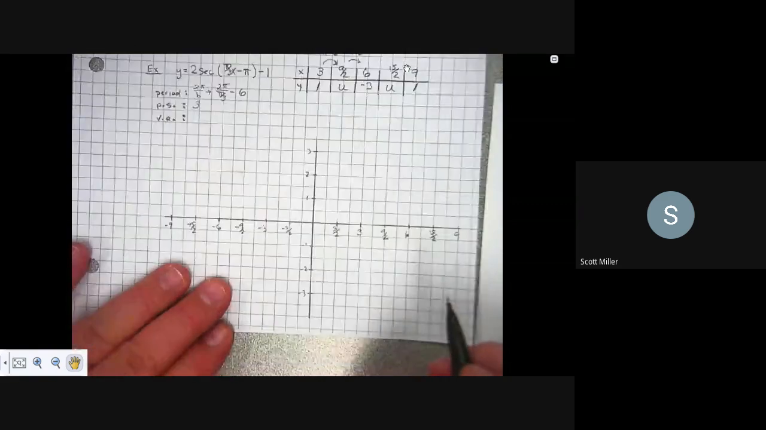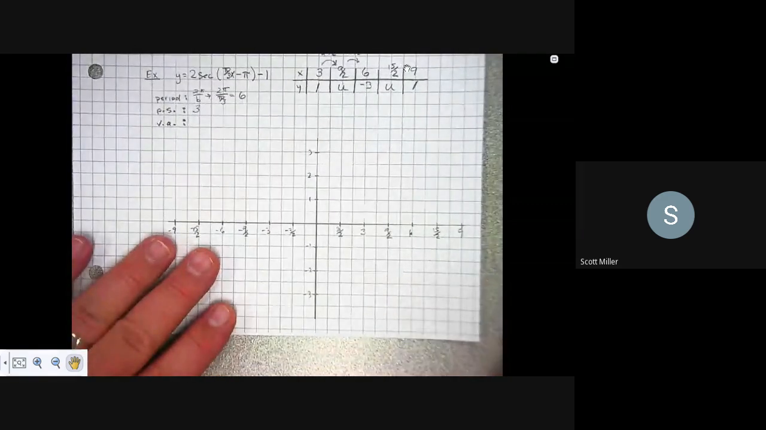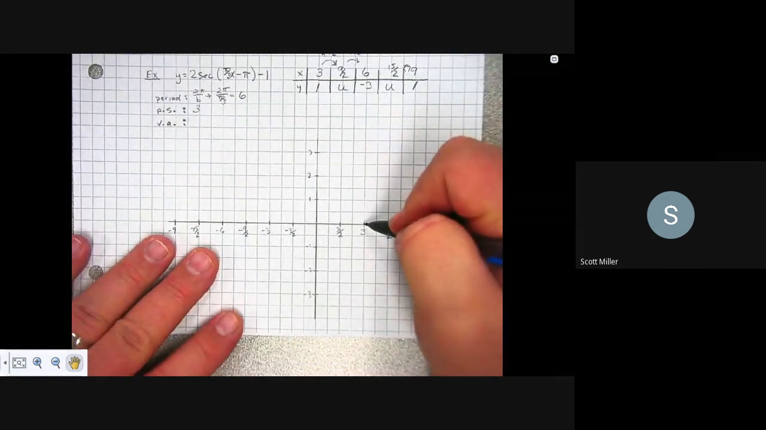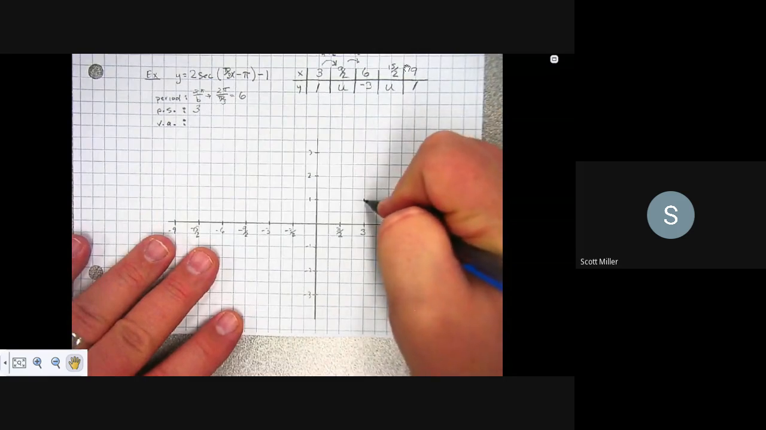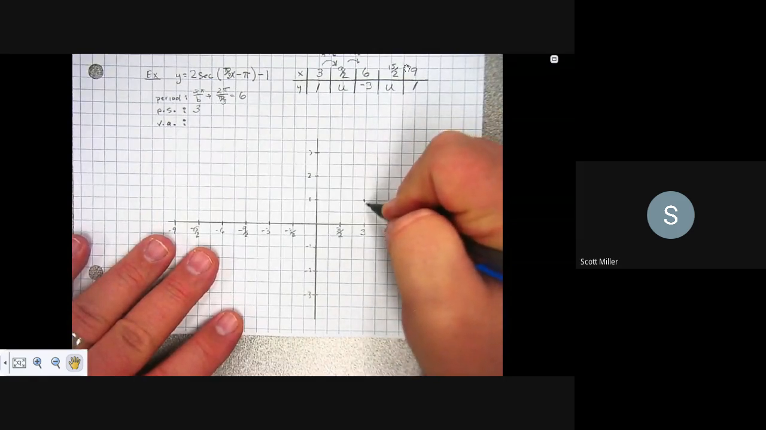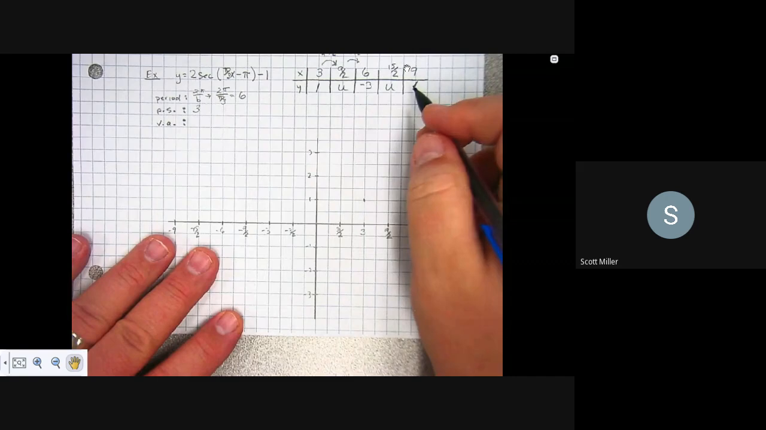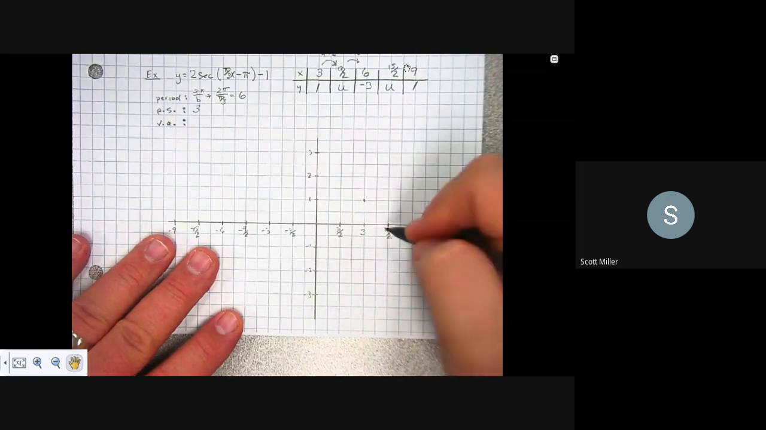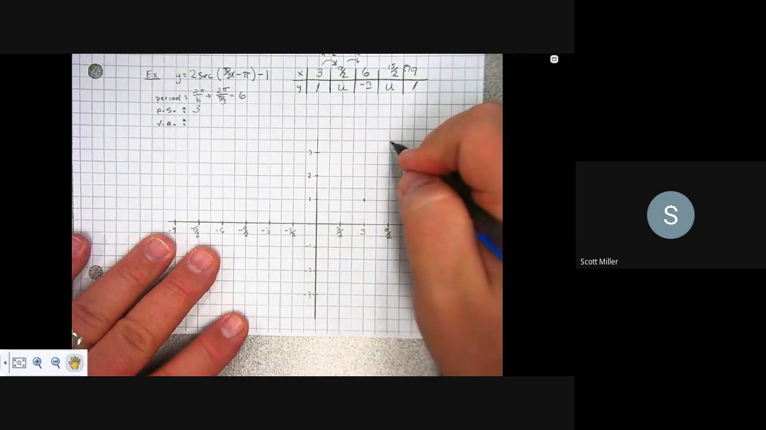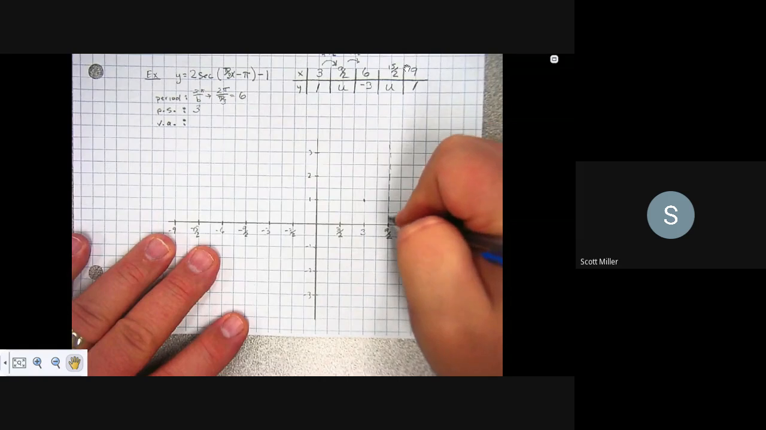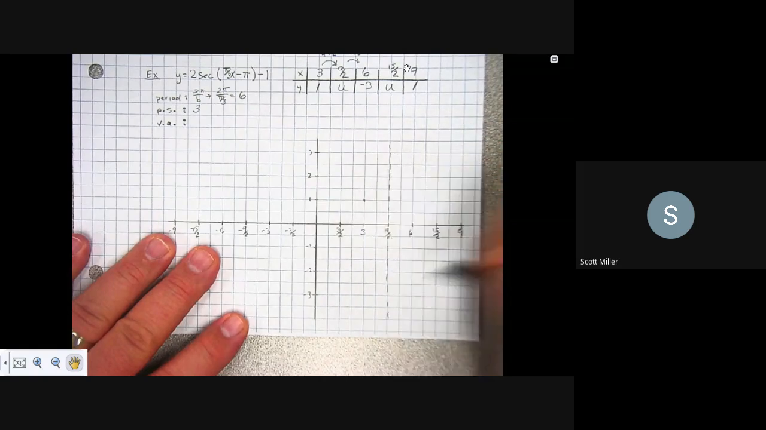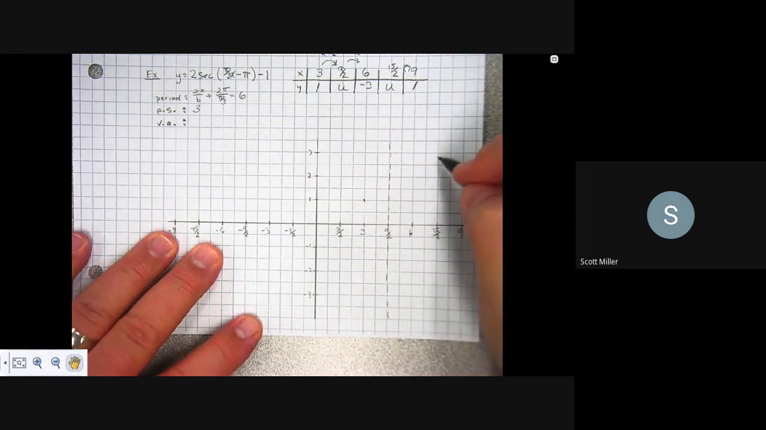And then we go put in our dots. At 3, we have a 1. So remember, that's the bottom of the U, and it's going to go upwards from there. It's undefined here, so we put in our vertical asymptote. Should have done that first, sorry. Vertical asymptote, and then another one at 15 over 2.